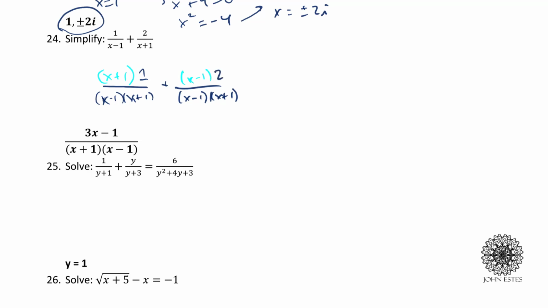Okay, now I can combine them, since I have a common denominator. So my numerator, I have a 1x plus a 2x, which gives me 3x. And then I have a 1 minus 2, which gives me negative 1. That's exactly what I have here.